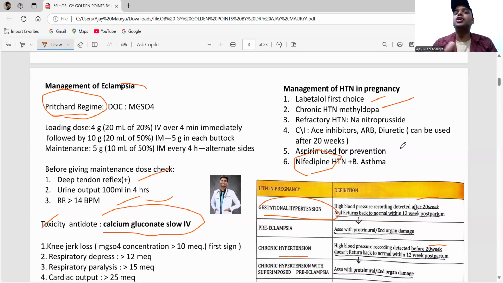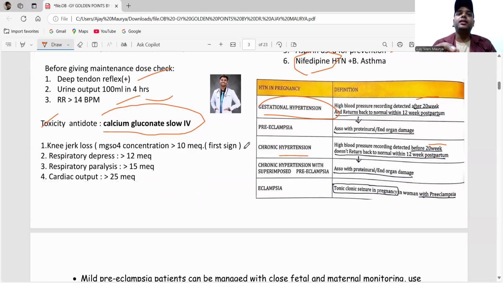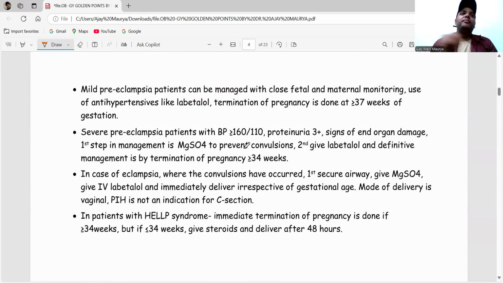For the prevention, guys, you have to give aspirin. What are the contraindicated drugs? ACE inhibitors, ARBs, and diuretics. Please remember this one. Done. Next one, guys. See here. For mild preeclampsia, the patient can be managed with close fetal and maternal monitoring and antihypertensives like labetalol. Termination of pregnancy is done at more than 37 weeks of gestation.